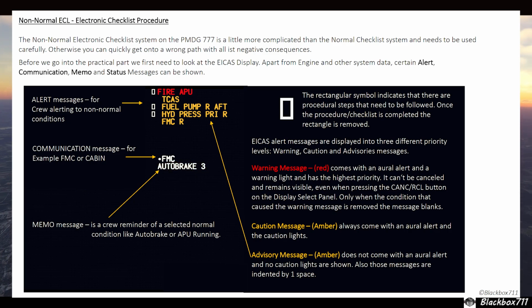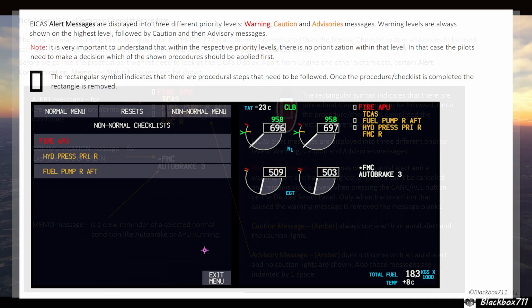A very important symbol that you will see on the EICAS is the rectangular symbol, which indicates that there are procedural steps that need to be followed, usually via a checklist. And once the procedure checklist is completed, it will say that on the dedicated checklist itself on the bottom, then the rectangle is actually removed.